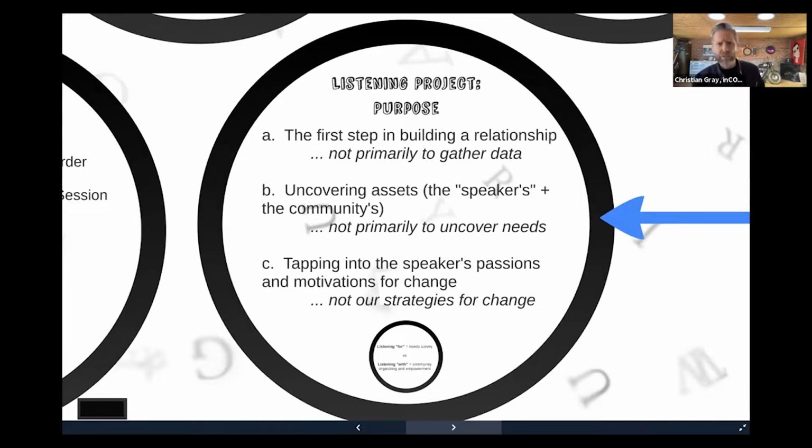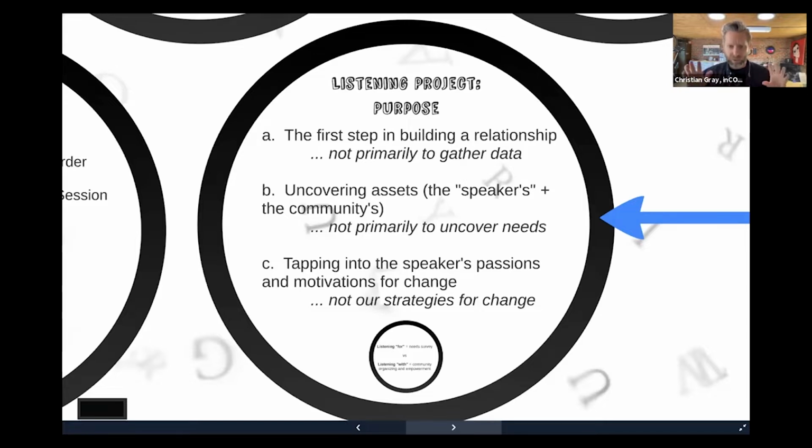Second, the purpose is to uncover assets, the person you're listening to and the community's assets. Again, not to uncover needs. As I've done some training in the listening project, there seems to be a natural leaning towards changing the questions from an asset approach to a needs-based approach. Let me ask you about what's wrong here. This is really to uncover the strengths. And then you want to tap into the speaker's passions and motivations for change, not our strategy. So this isn't a recruiting tool to get people on your team to create the change that you envision.